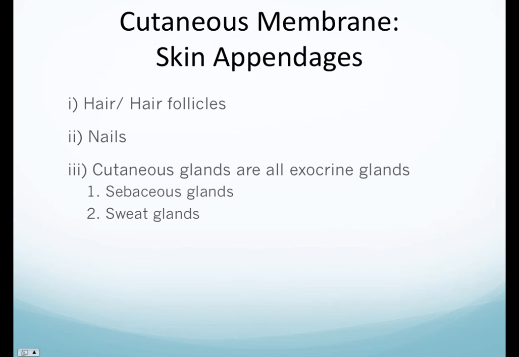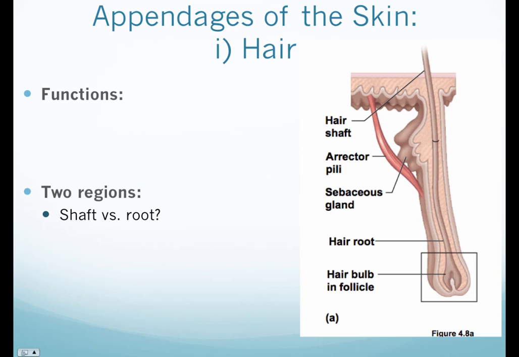Now this next part we're talking about are the skin appendages, and we have three. We have hair and hair follicles, the nails, and then finally the glands. All of these are going to be found within our dermis.